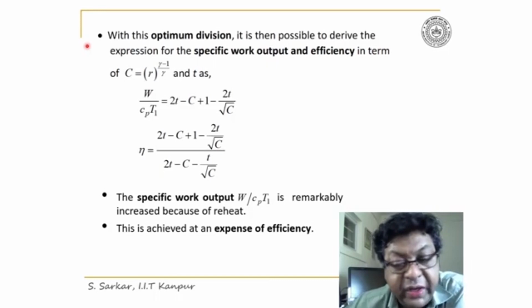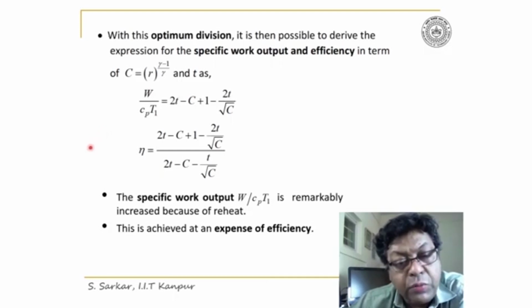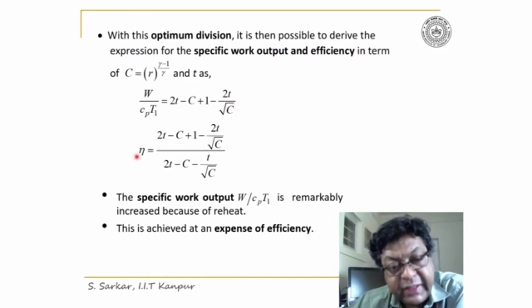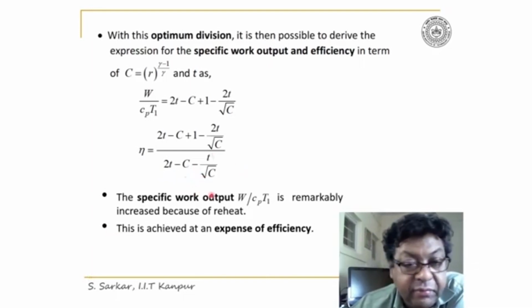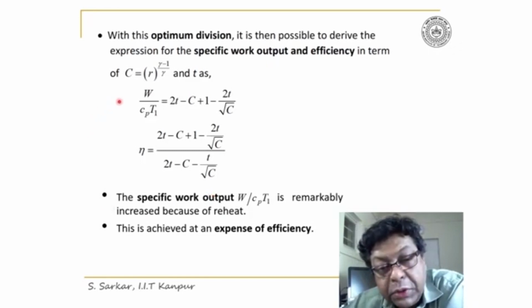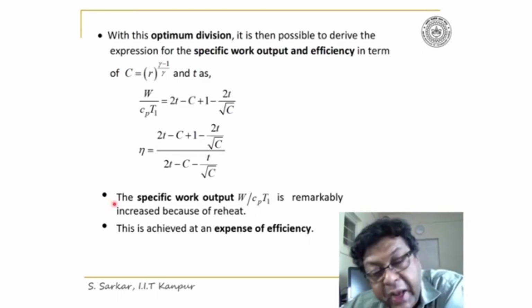Thus, when the pressure ratio for both high pressure turbine and low pressure turbine are equal, then specific work output and efficiency can be expressed as W divided by Cp into T1 equal to 2T minus C plus 1 minus 2T by root over C, or eta equal to 2T minus C plus 1 minus 2T by root over C, divided by 2T minus C minus T by root over C. Thus, specific work output and efficiency are expressed in terms of T and C.